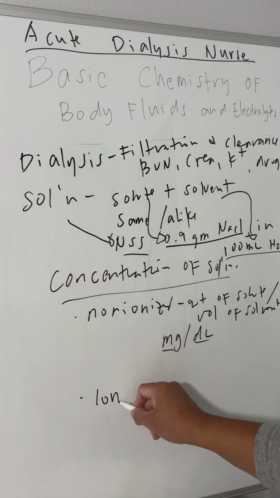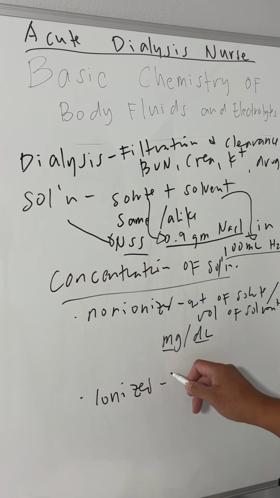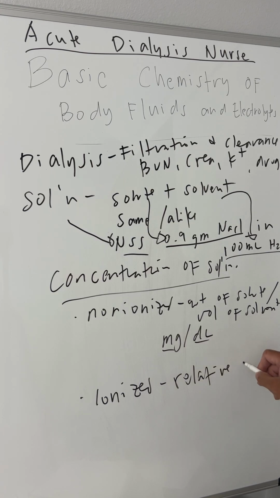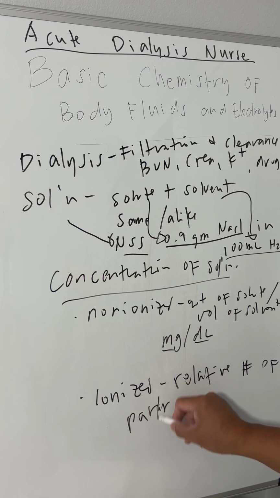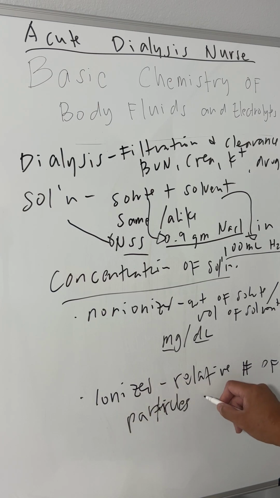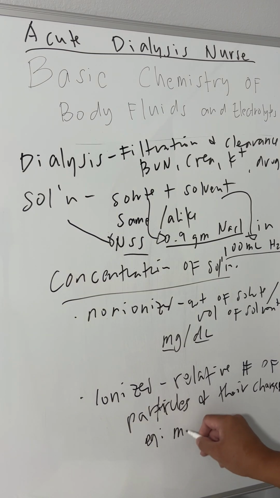And then ionized, these are molarity and normality, the relative number of particles present and their charges. So ionized, relative number of particles and their charges. For example, milliequivalent per liter.